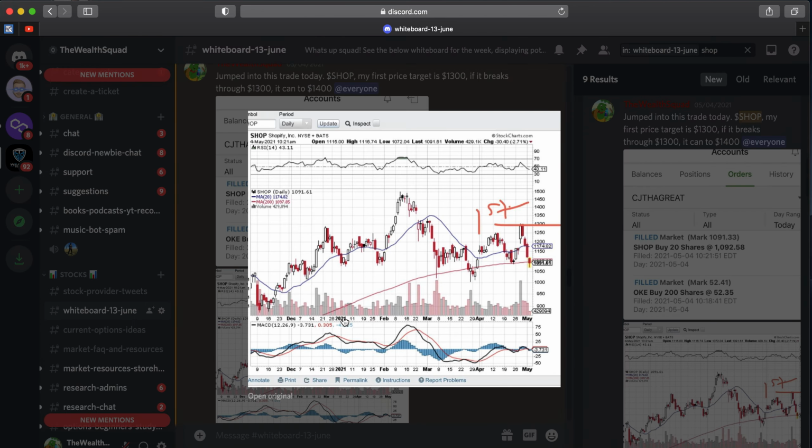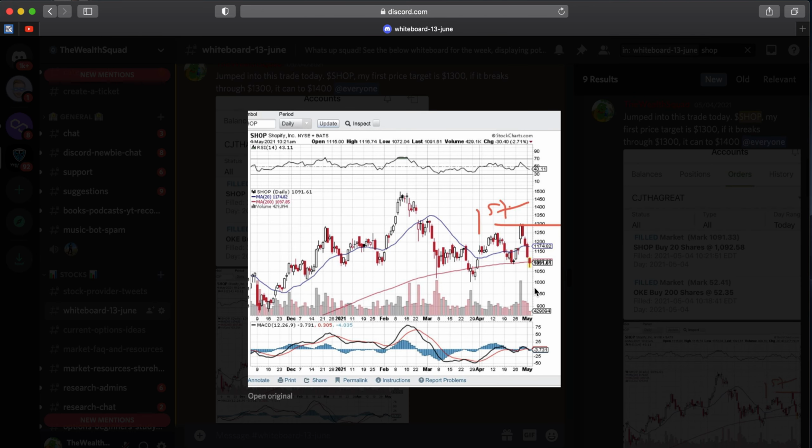Here it fell down to the 200-day moving average. It was selling off, selling off. So I jumped in at $1,092. First price target was here at 1,300. So let's go check this out.